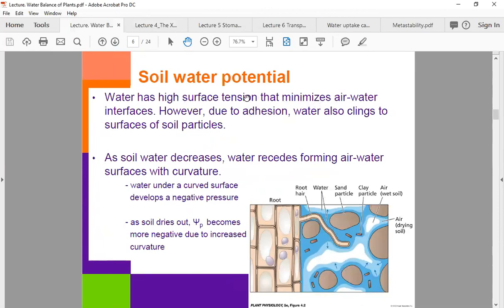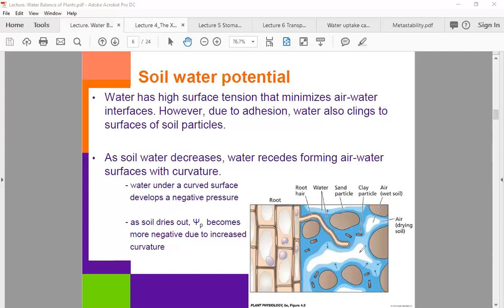Let's try and visualize that. I'll just get the pen back again, looking at this great image here. We have a soil particle, sand or clay particles. In blue, we have water, in dark blue and light blue. In white, we have air. So air pockets are forming as the soil starts to dry out.